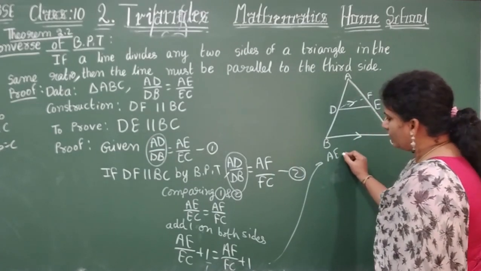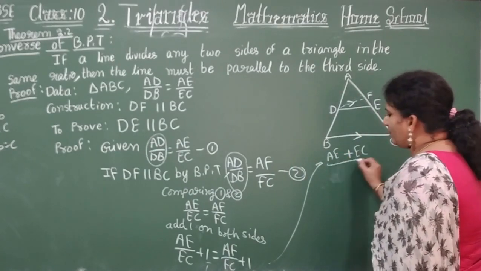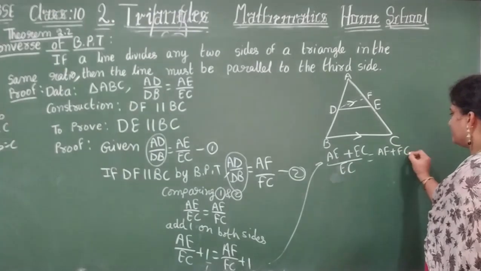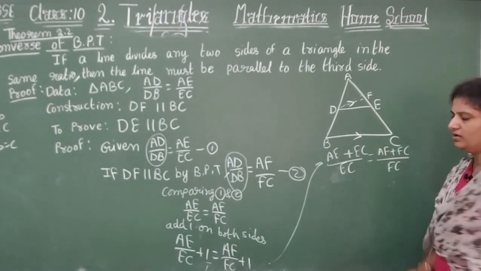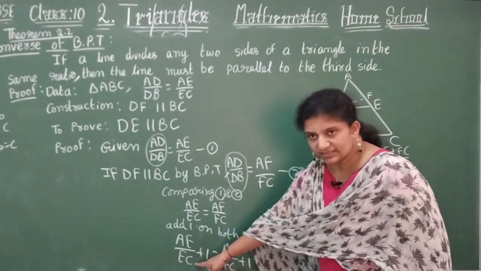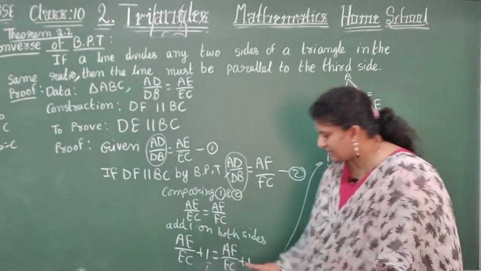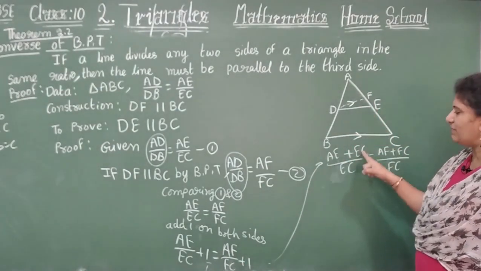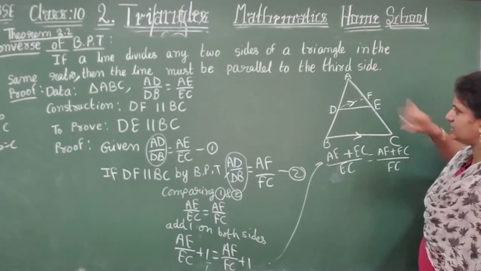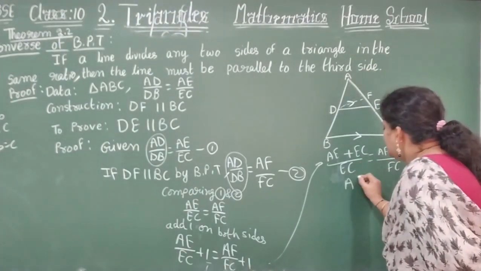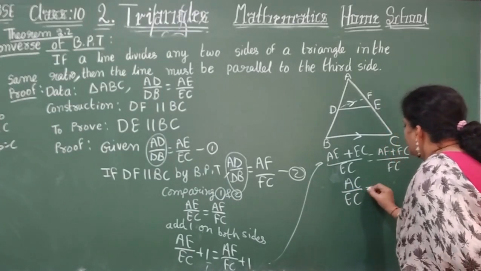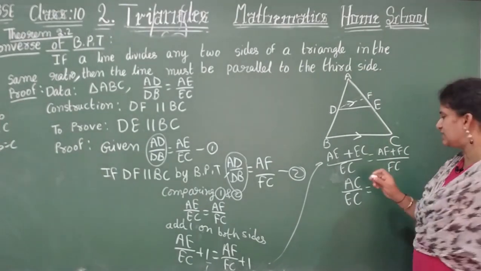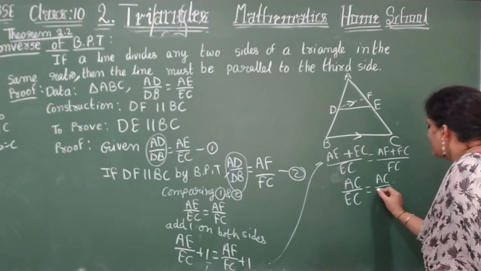AE plus EC by EC is equal to AF plus FC by FC. So observe here, EC is the LCM, AE plus EC by EC, AF plus FC by FC. Now observe in the figure, AE plus EC is how much? AE plus EC is AC. That is AC by EC is equal to AF plus FC, which is also AC, AC by FC.